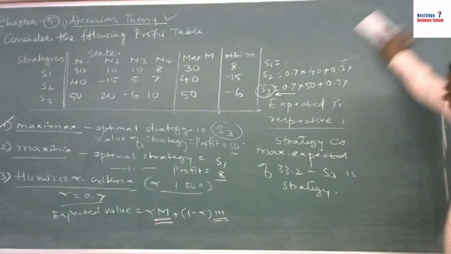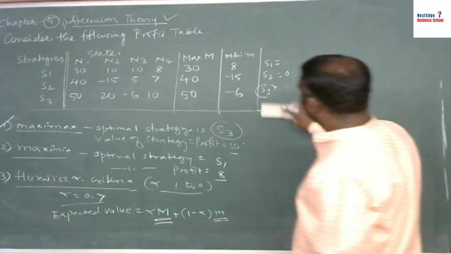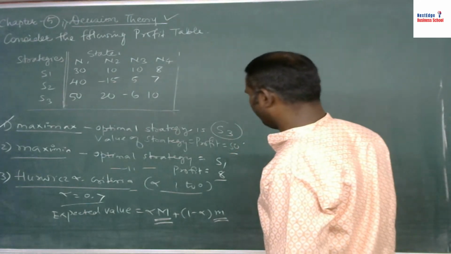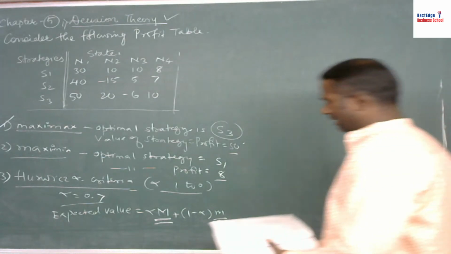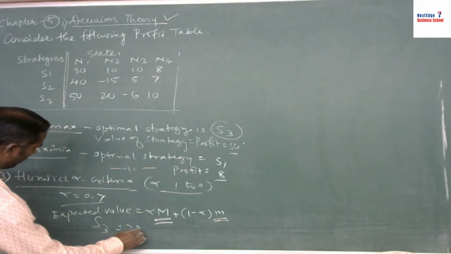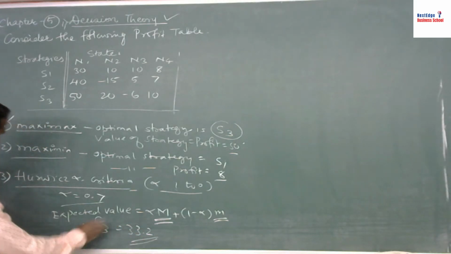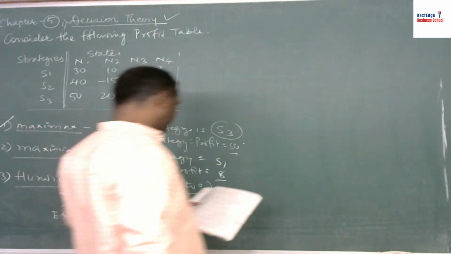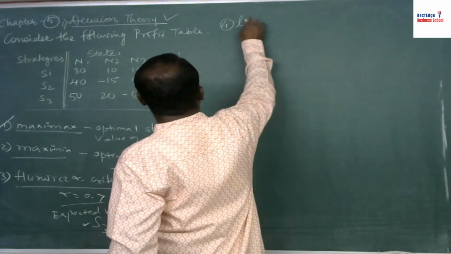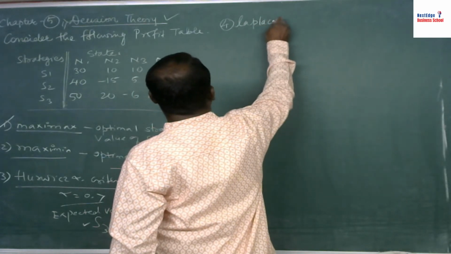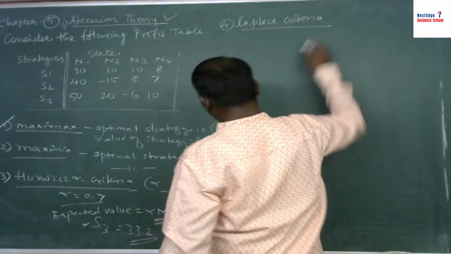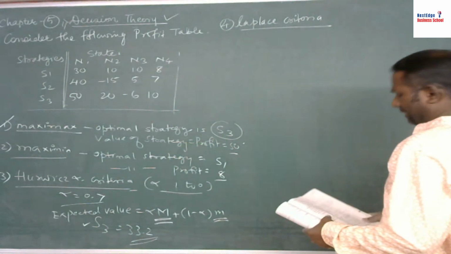So what is this? This is the Hurwitz alpha criteria calculation, right? Now we are trying to attempt the fourth one. Which strategy is in it? S3, right? In S3 the profit was 33.2 something, so the optimal strategy was S3. So now the fourth point we are calculating. The fourth is the Laplace criteria. What exactly does the Laplace criteria say?